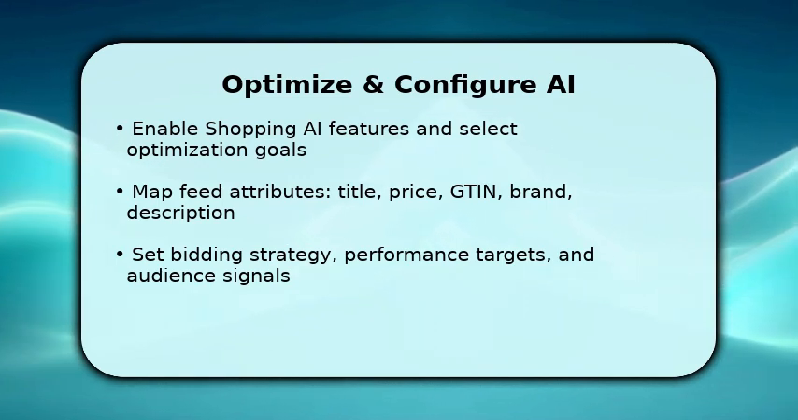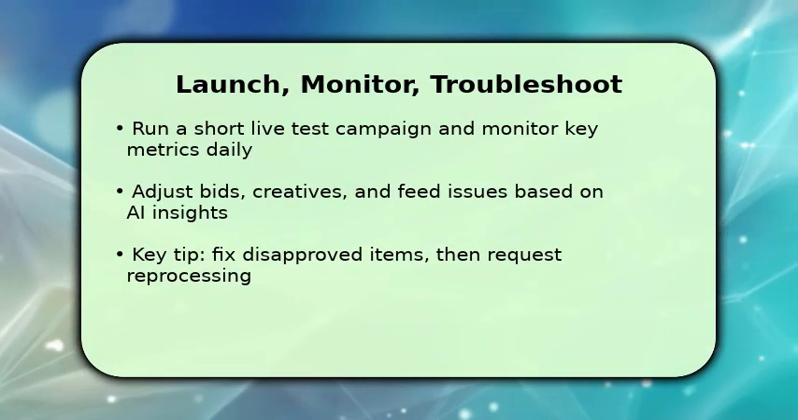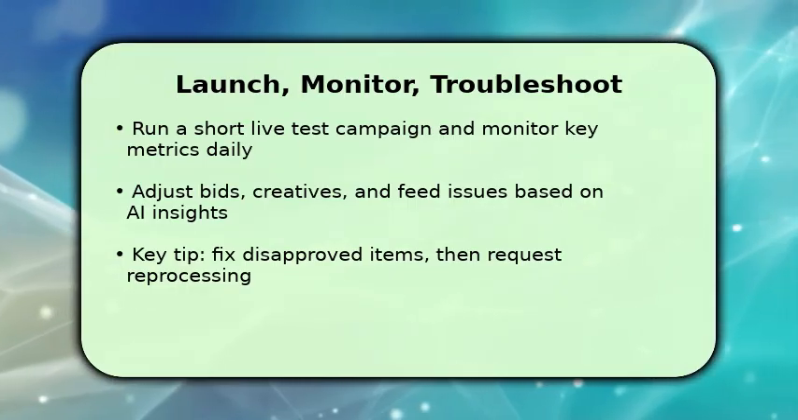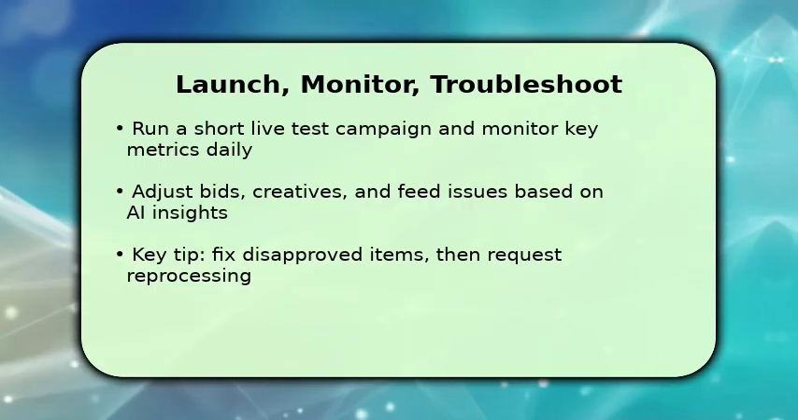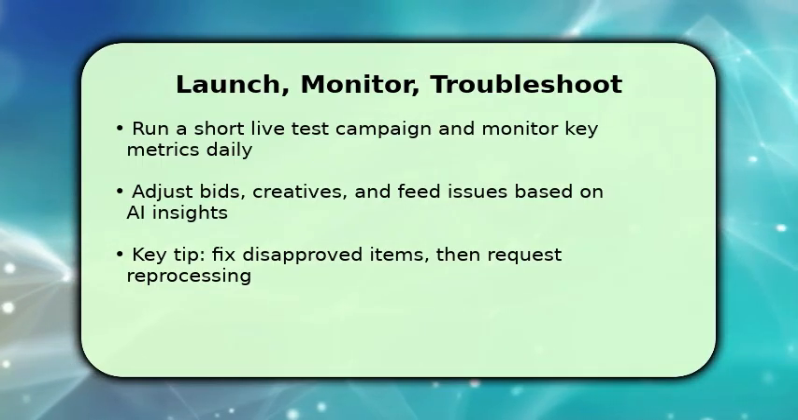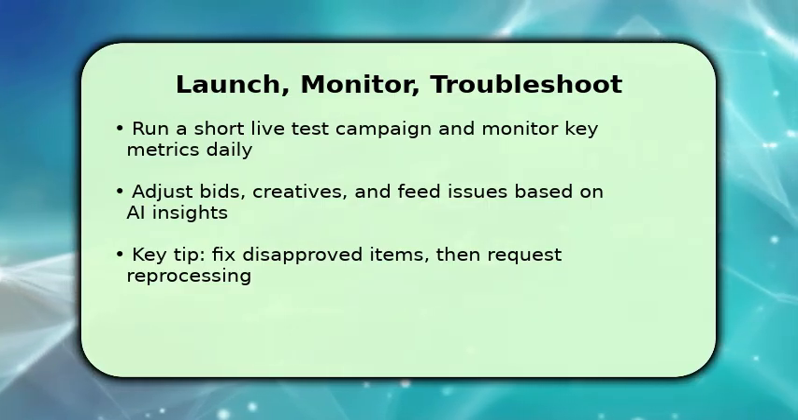You now launch a short live campaign to validate the AI's choices and watch metrics like CTR, conversion rate, and cost per conversion. Make adjustments. Lower bids on poor performers, refresh creatives or titles the AI flagged, and patch feed issues the system reports. Once performance stabilizes, scale budgets gradually.